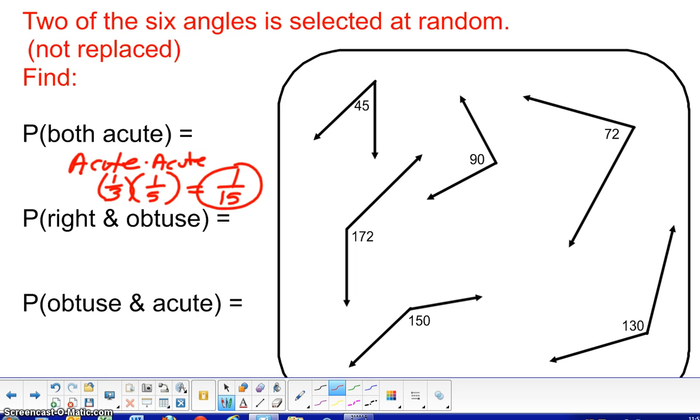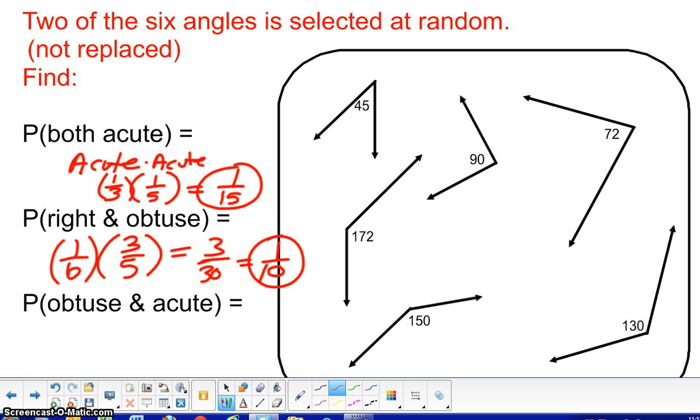Okay, the next one is the same type of thing. So I want you to go ahead and push pause, see if you can figure it out, and then check your answers. So right angle would be 1/6. An obtuse angle is 3/5 for an answer of 3/30. And we always want to reduce our fractions to the lowest terms. And then the last one, you have 3/6 for the obtuse, 2/5, and then after canceling, you end up getting 1/5 for the probability of getting an obtuse, not replacing, and then grabbing an acute.